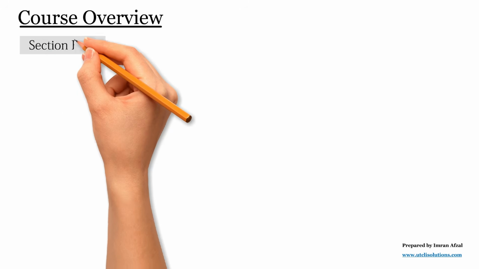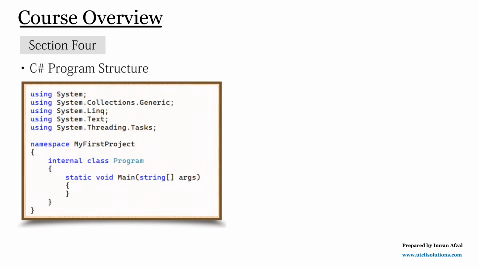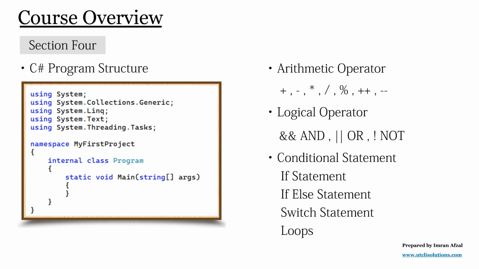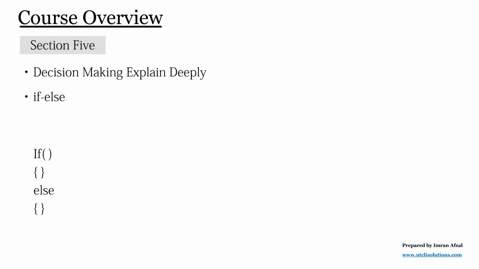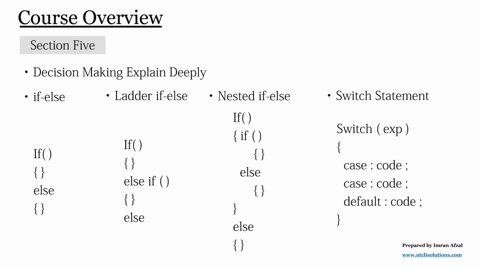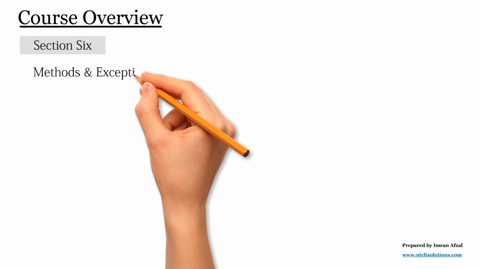All right, then comes section 4. In this section, we'll start with C sharp programming standards and C sharp program structure. Then we'll talk about many important operators like arithmetic and logical operators, as well as simple conditional statements in which these operators are used. Okay, then getting into section 5, decision making. Here we will cover more deeply if-else statements, ladder if-else statement, nested if-else statement, switch statements, and their exercises. Coming to section 6, methods and exception handling.